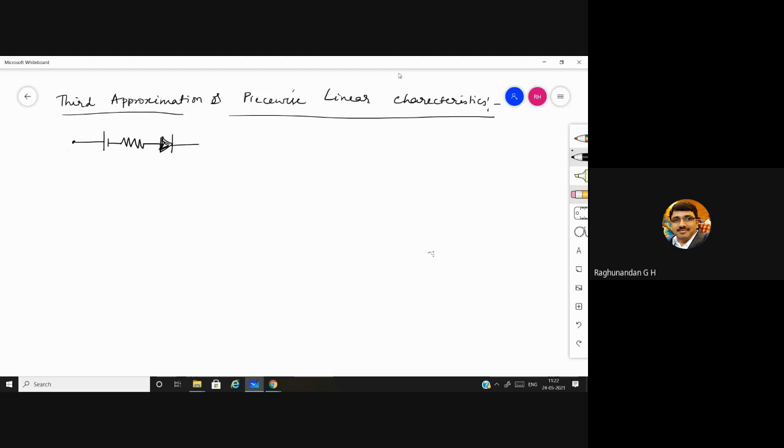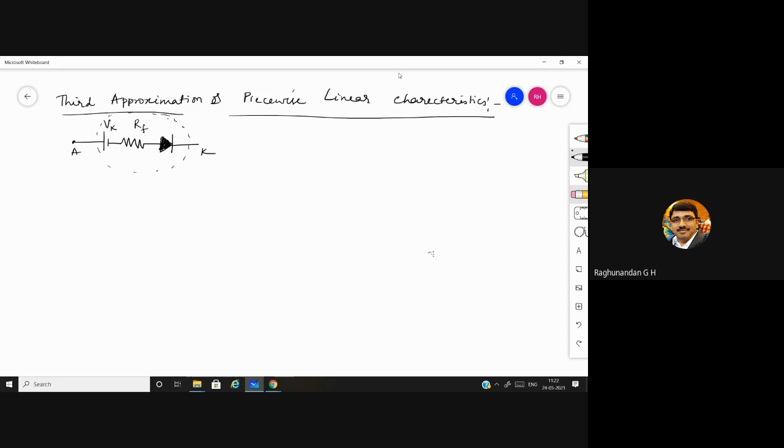The shaded diode indicates an ideal diode. Now this is the battery voltage, this is the forward resistance, and this is our ideal diode. This is the anode, this is the cathode. So this entire thing is the equivalent circuit for the diode.